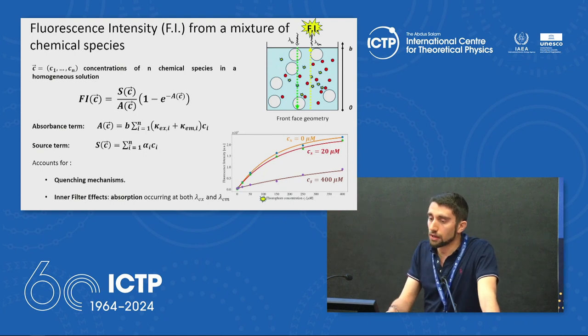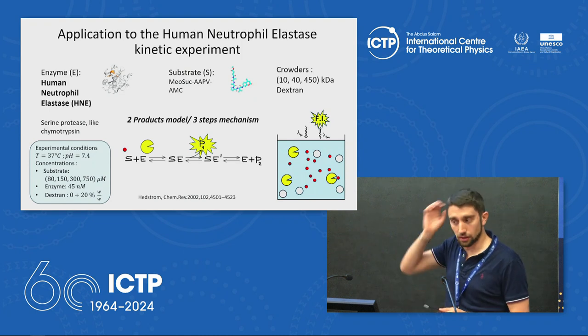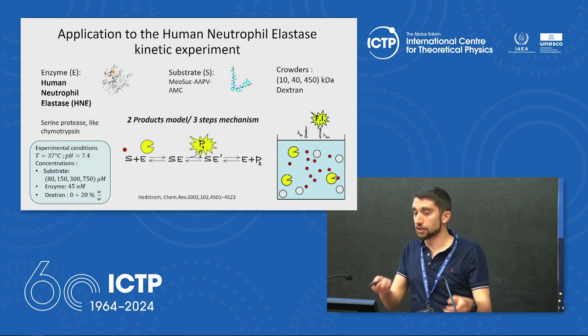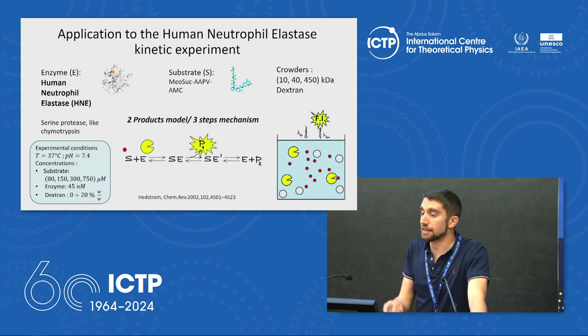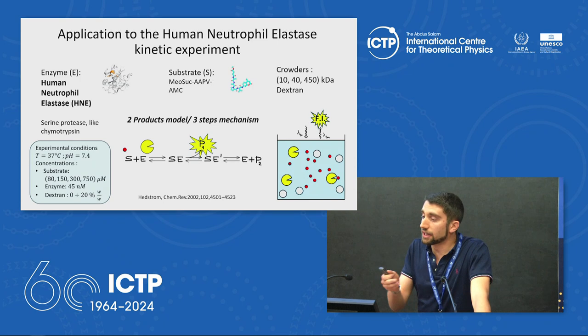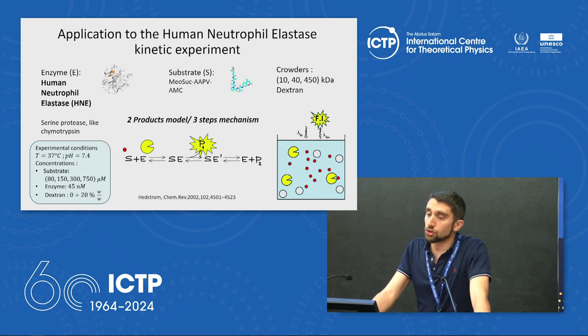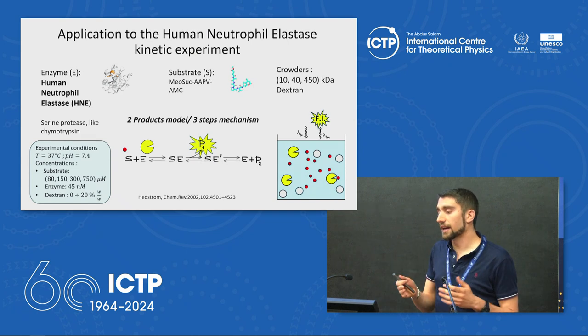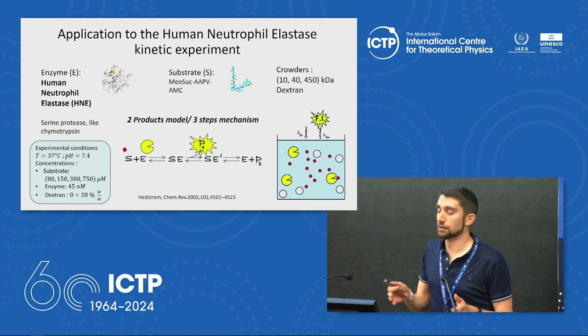And so, moving on to the main part, the application to the kinetic experiment with human neutrophil elastase, the substrate I showed you, and the three crowder species that I mentioned. So human neutrophil elastase is a serine protease, like chymotrypsin, that is better known, typically. And so the mechanism through which it is known to work is a three-step mechanism.